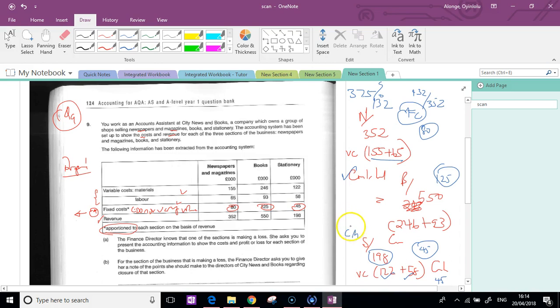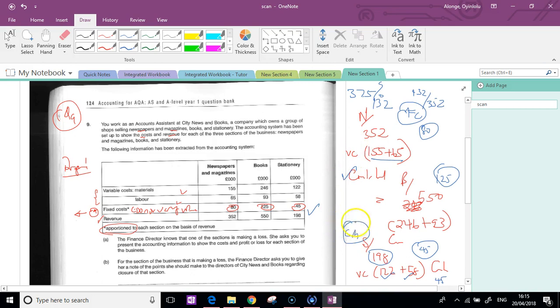You see, because this means at least we can think about what it means to make a loss. Because the stationery is not really making a loss. Stationery is making a contribution. But unfortunately, because you've allocated 45, it looks as though it's making a loss. So that's what they really want you to talk about. To focus on the contribution, do the contribution margin, and it might surprise us. I haven't done it. Stationery might actually have a higher contribution ratio than books. Who knows? Maybe even than newspapers.